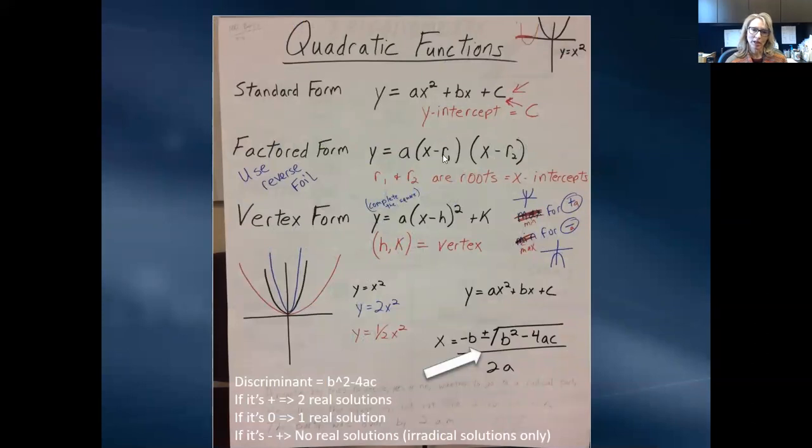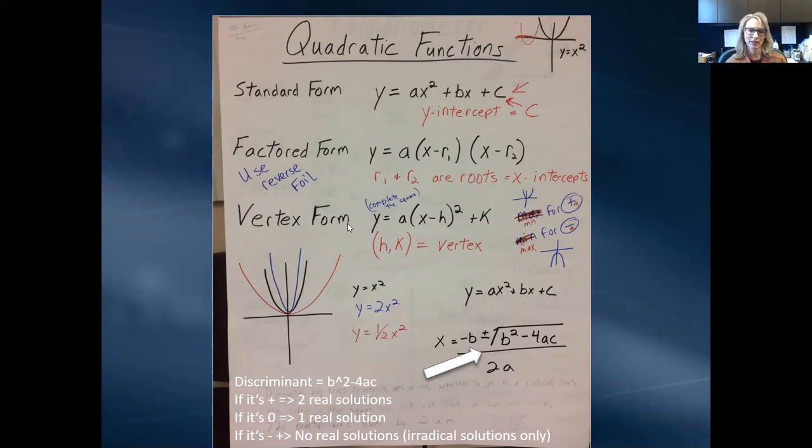The factored form, a lot of times you have to factor it out to find the roots, and the factored form is y equals a times x minus r1 and x minus r2. And r1 and r2 are the roots or x-intercepts.